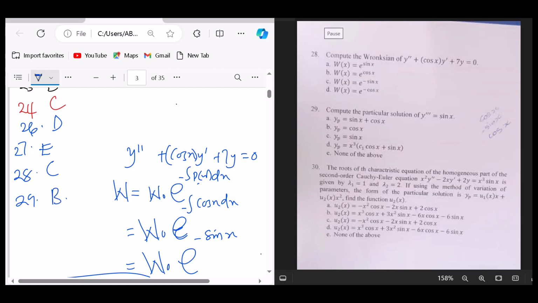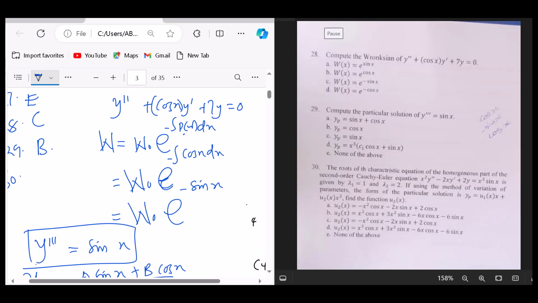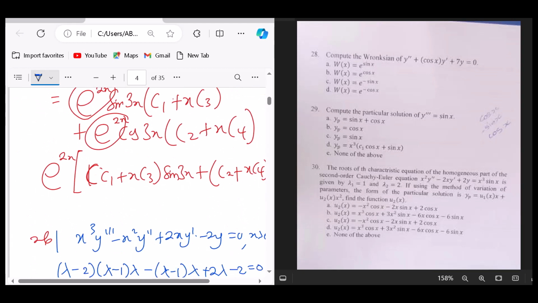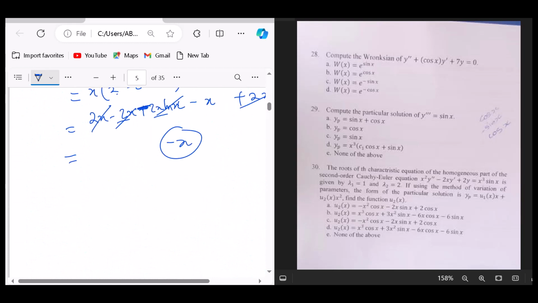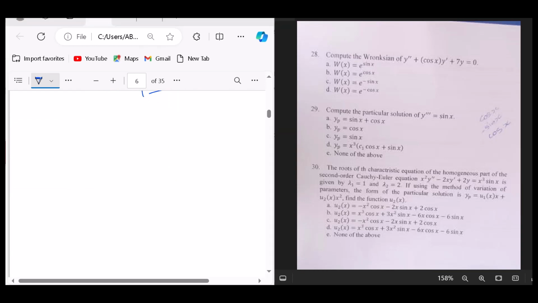answer there is B. Now go to 30, which will be the last one under the objective part. So the roots of the characteristic equation of the homogeneous part of this equation is this given by this. If using the method of variation of parameters, the form of the particular solution is this, find the function this. So this is variation of parameters. So let's look at the last question, which is question 30.